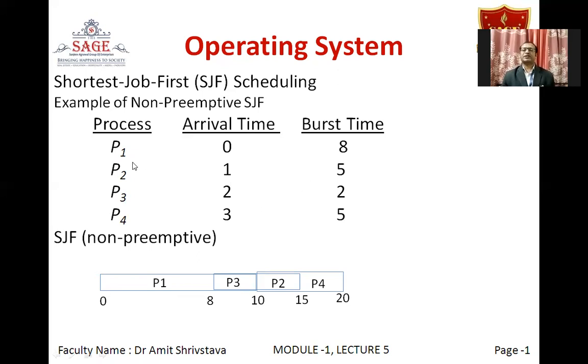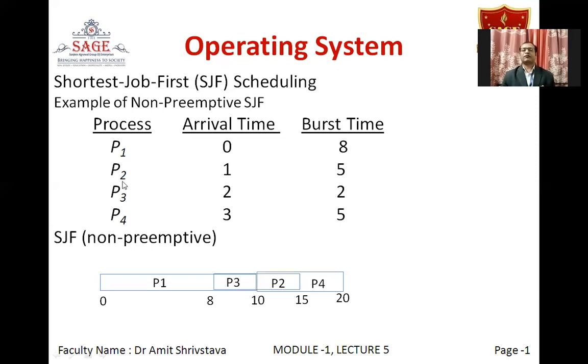Now, after 8 units, we are having the choice P2, P3, and P4 because P2 has already arrived after 1 unit, P3 has arrived after 2 unit time interval, and P4 has arrived after 3 unit time interval. So now among these P2, P3, and P4, we will make a choice for that process which has got the smallest CPU burst. Among P2, P3, and P4, we can see that P3 has got only 2 unit time interval CPU burst. So this is the smallest CPU burst. We will choose P3 next. So from 8 to 10, P3 will be executing.